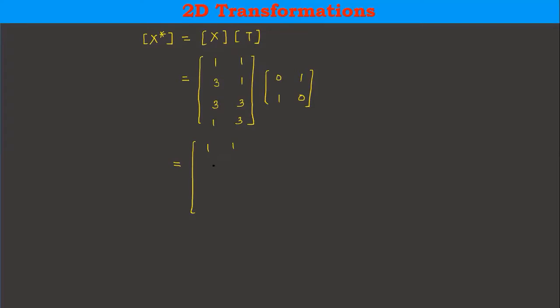3 plus 0 plus 1 is 1. Then second row, second column. That is 3 ones are 3, 1 zeros are 0. So 3 ones are 3 means 3 plus 0, that is equal to 3. So we get the second row is 1, 3.